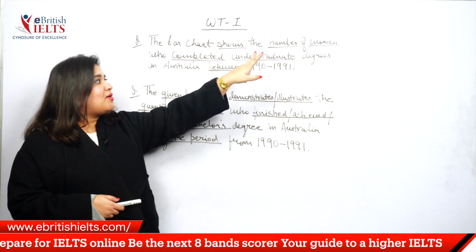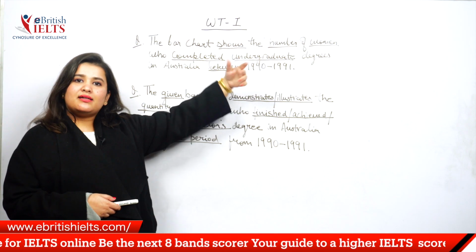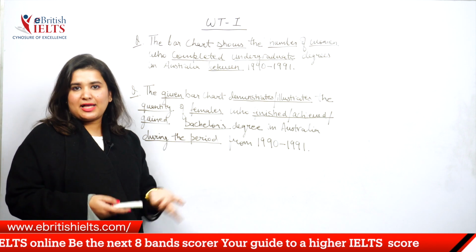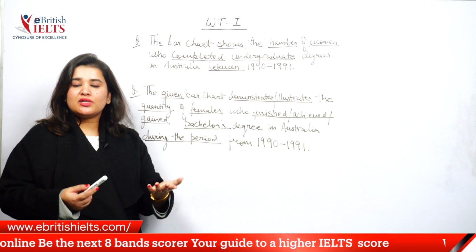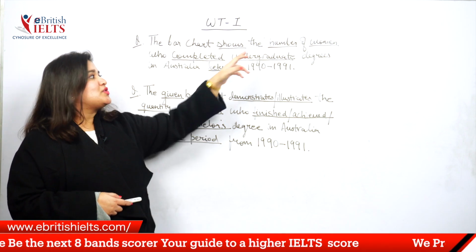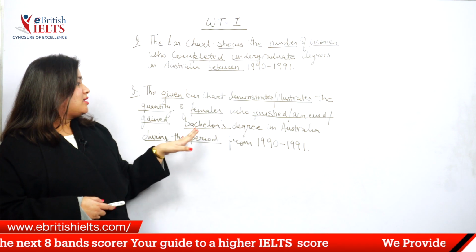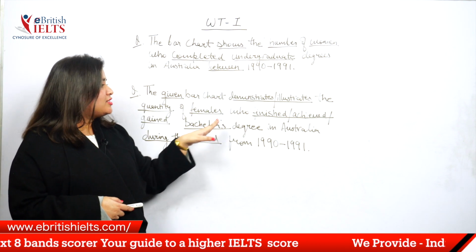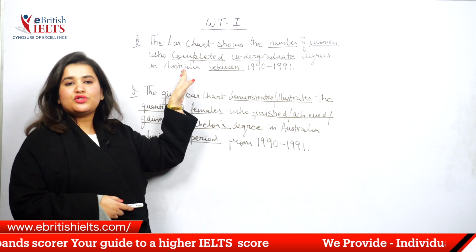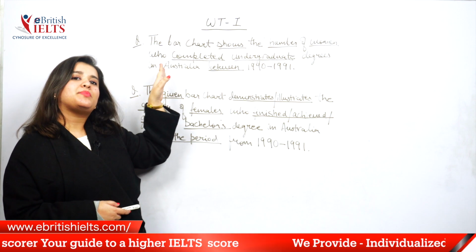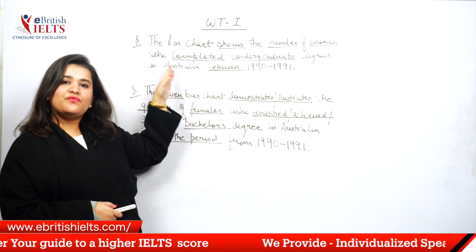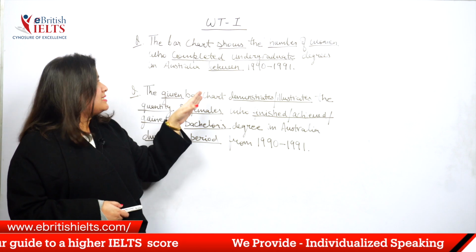Undergraduate degrees. Now obviously if the degree is undergraduate it is called bachelor's. If the degree is postgraduate it is called master's. So instead of undergraduate I've used the term bachelor's degree. In Australia. Australia is not going to change because obviously it's a particular country that they're talking about. So we are going to keep Australia as it is.